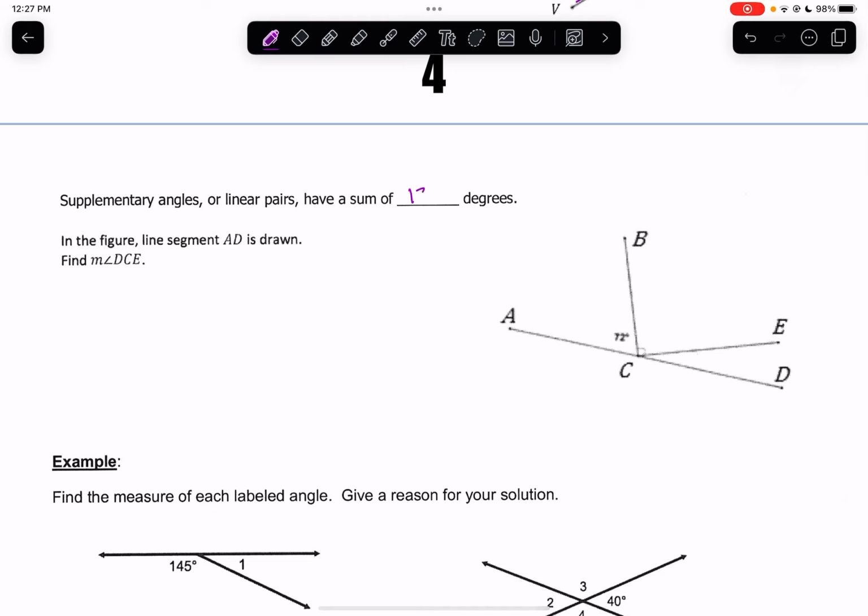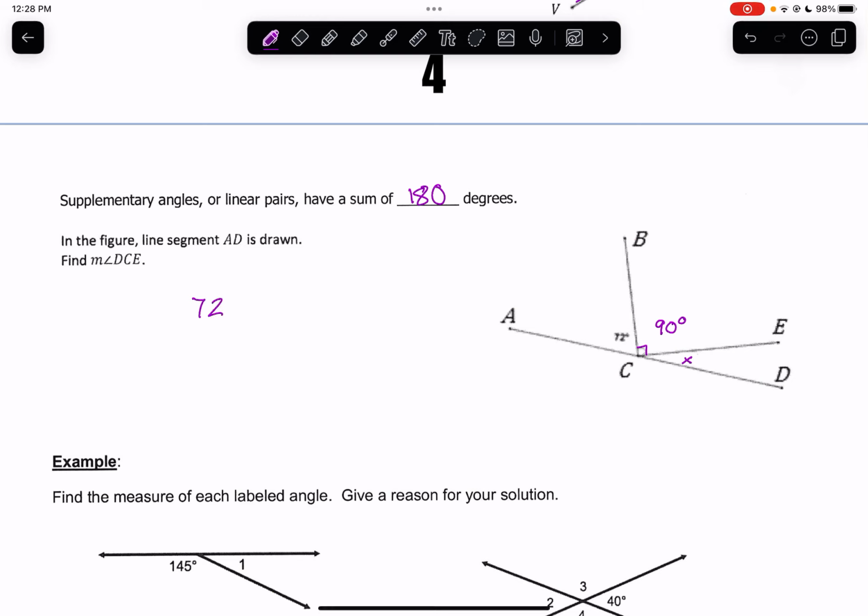Supplementary angles, we said, have a sum of 180 degrees. And this angle right here is a 90-degree angle. So I know that I have three angles here. I have 72, 90, and a mystery X. So this is what I want to find.